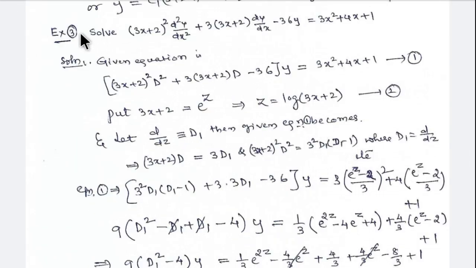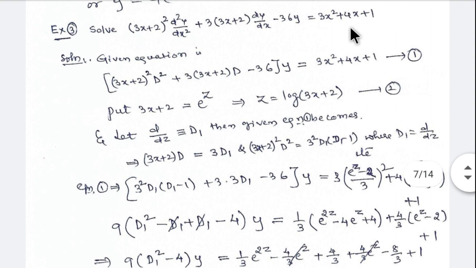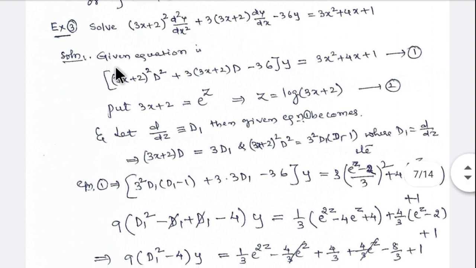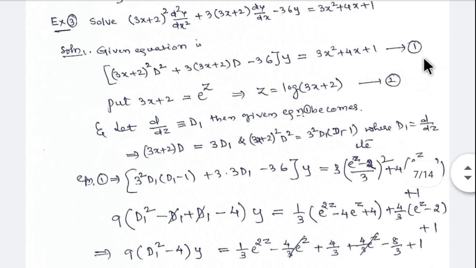Now let us see one more example. Example 3. Solve (3x plus 2) whole square into d2y by dx2 plus 3 into (3x plus 2) into dy by dx minus 36y equal to 3x square plus 4x plus 1. Let us discuss this one example. Solution: the given equation written in symbolic form is (3x plus 2) whole square into D square plus 3 into (3x plus 2) into D minus 36, into y, is equal to 3x square plus 4x plus 1. Call this equation 1.